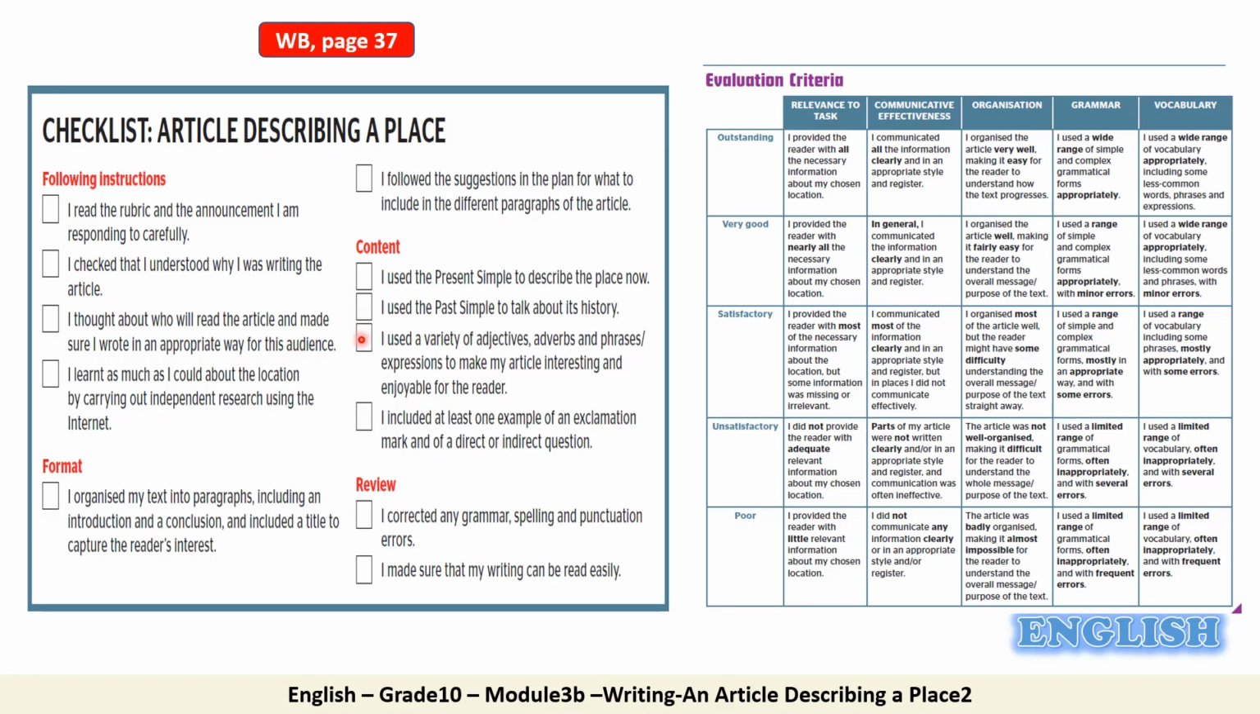I used a variety of adjectives, adverbs, and phrases or expressions to make my article interesting and enjoyable for the reader. I included at least one example of an exclamation mark and a direct or indirect question. Review. I corrected any grammar, spelling, and punctuation errors. I made sure that my writing can be read easily.